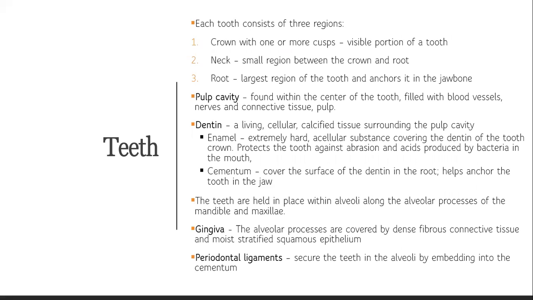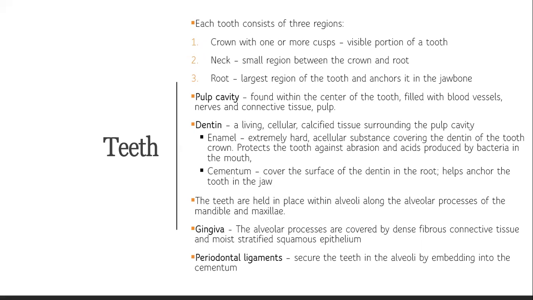So each tooth consists of three regions: the crown, the neck, and the root. The crown is the visible portion of the tooth, while the neck is a small region of the tooth between the crown and root, and the root is the largest region of the tooth and anchors it in the jawbone.